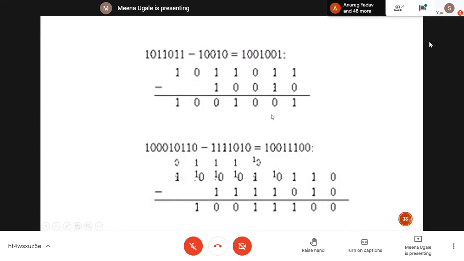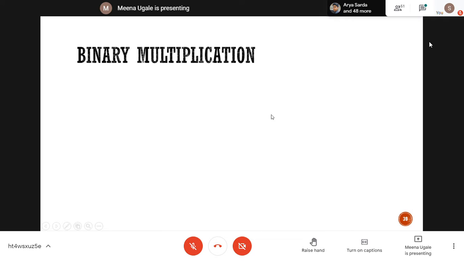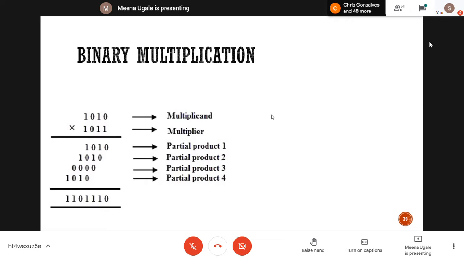So this is your simple binary subtraction we have seen. Now we'll see two examples for binary multiplication. Actually, not in your syllabus in detail, but we should know how this multiplication takes place. So simple two examples I have added here. Just observe here, no need to copy it down.